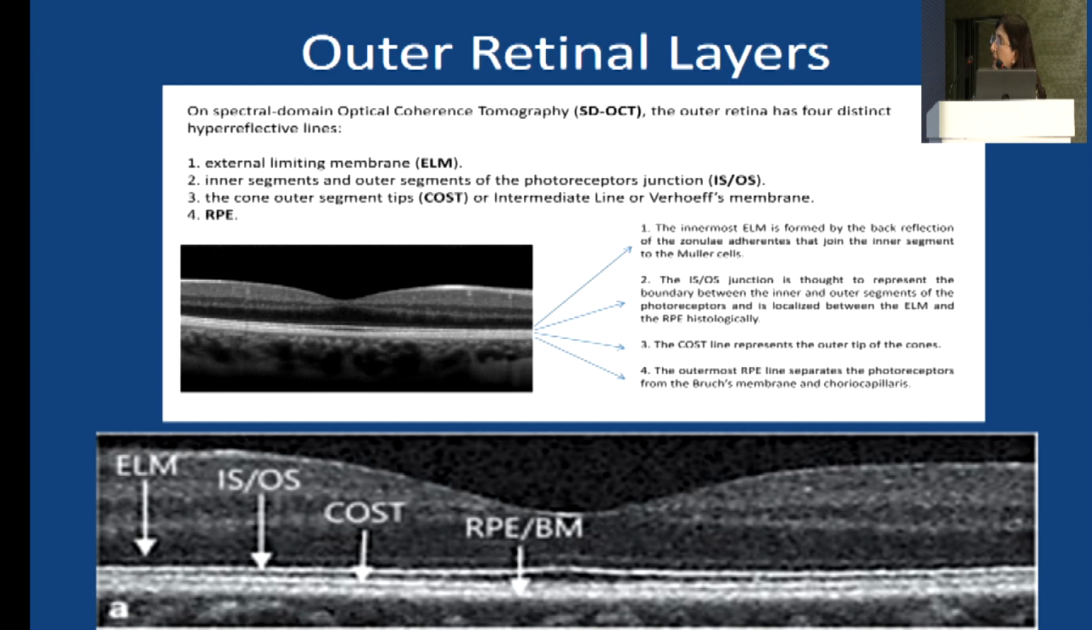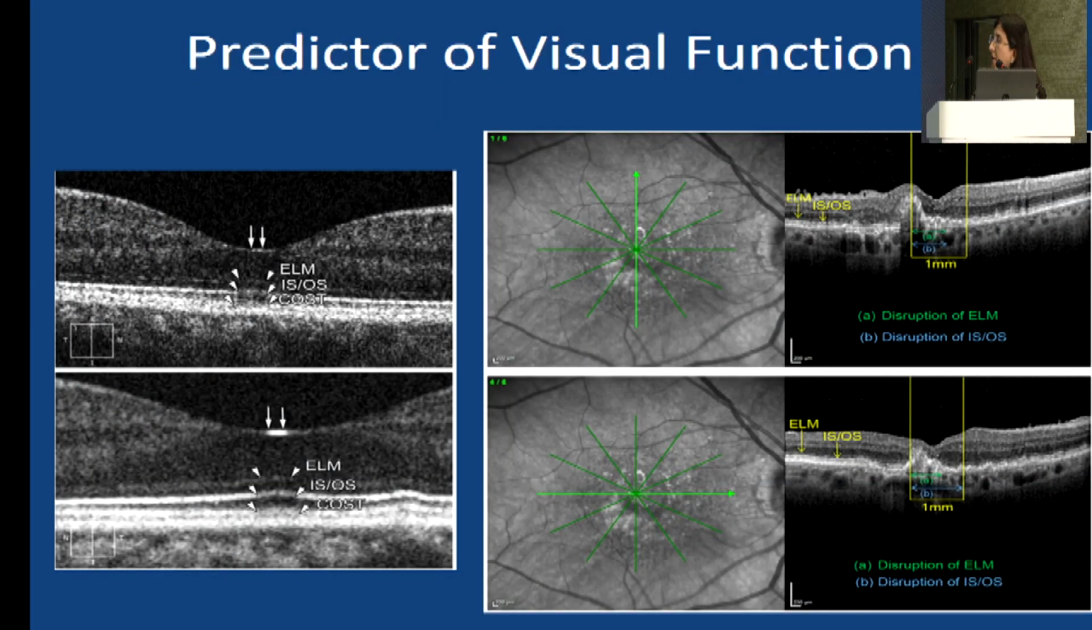Now when we are focusing on this part, I would like to focus on the outer layer, the external limiting membrane and the ISOS junction. These are very important because the integrity of these layers indicates the visual prognosis. So wherever they are intact, you know you're going to have a good visual prognosis, but wherever there's a loss in the central foveal, subfoveal region, you know the prognosis is very poor.